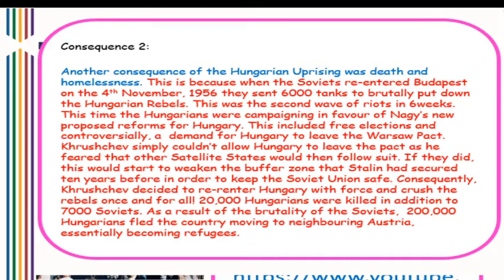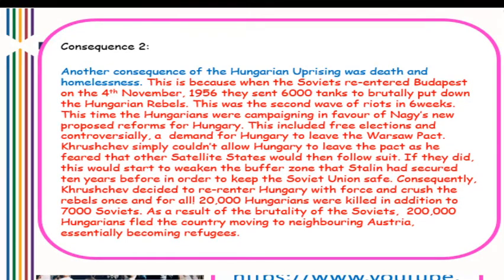This is because when the Soviets re-entered Budapest on the 4th of November 1956, they sent 6,000 tanks to brutally put down the Hungarian rebels. So notice as well how I'm using specific dates and numbers. If you know them, add them in. This was the second wave of riots in 6 weeks.